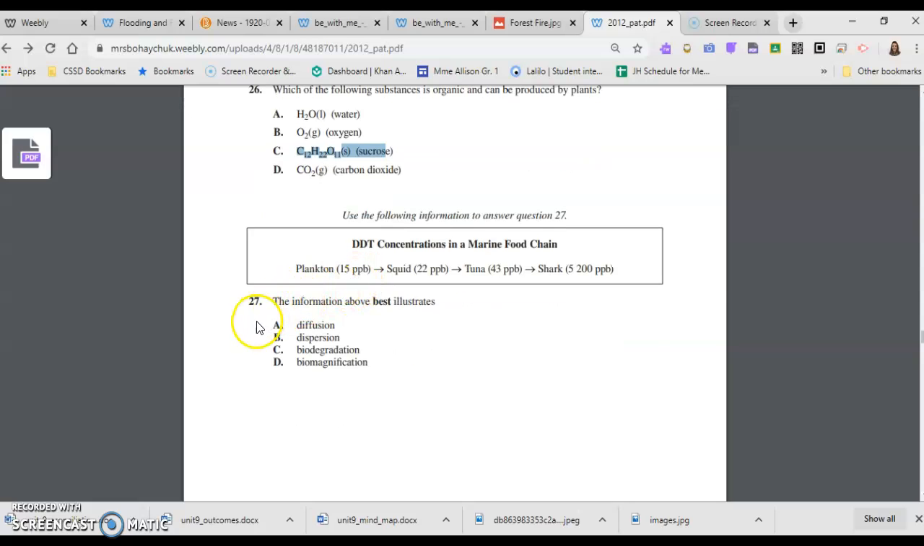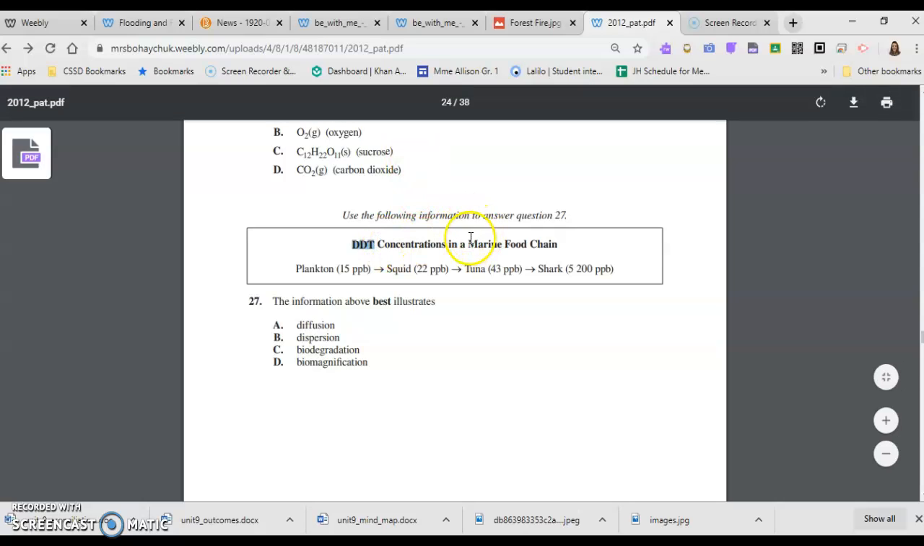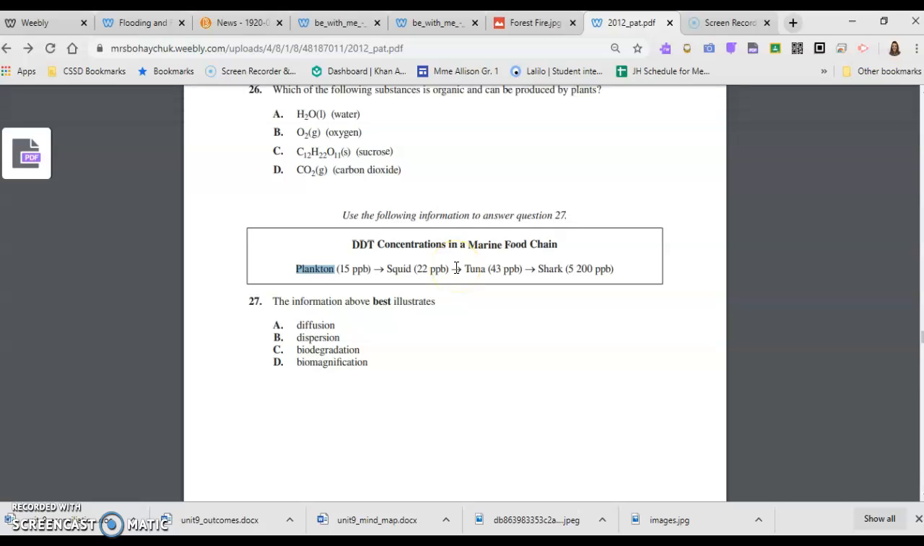And number 27 is asking us what the best answer is. So let's take a look. We're talking about DDT, which is a kind of pesticide, in a marine food chain that has to do with the oceans. So we have plankton, that's our producer, the little microorganisms that are the base of the food chain. Then we have squid that eats the plankton, tuna is a fish that eats squid, and then shark is a shark that eats the tuna fish. Spicy tuna, sushi, my favorite.